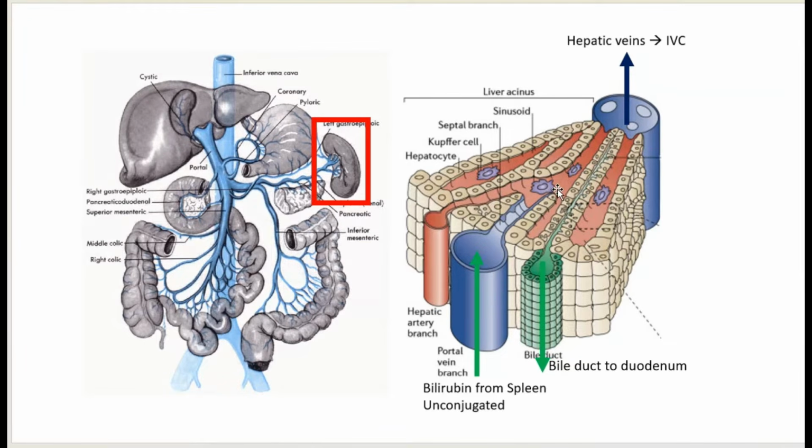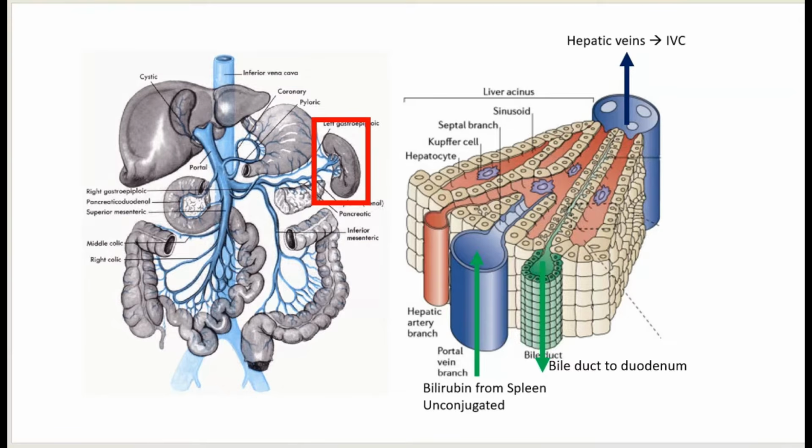At the same time, the nutrients derived from the portal venous blood and the unconjugated bilirubin from the spleen are taken up by these hepatocytes. The hepatocytes conjugate the bilirubin. The conjugated bilirubin enters these biliary canaliculi and is eventually drained into the bile ducts. Conjugated bilirubin enters the duodenum, and this is the enterohepatic circulation that we all know.